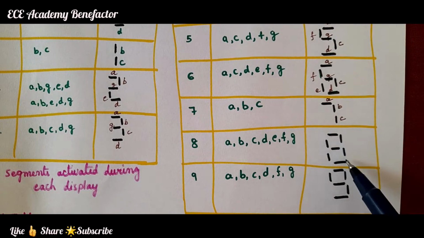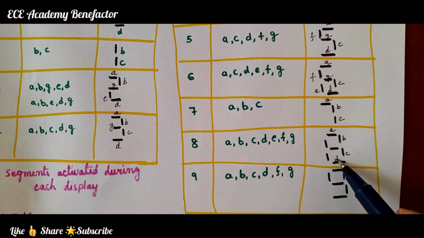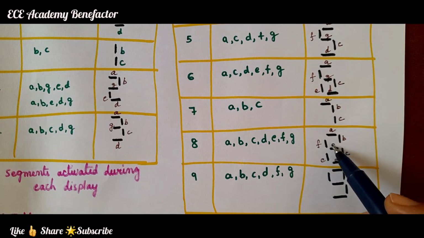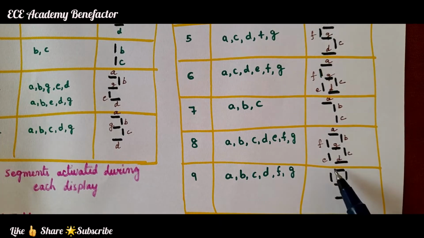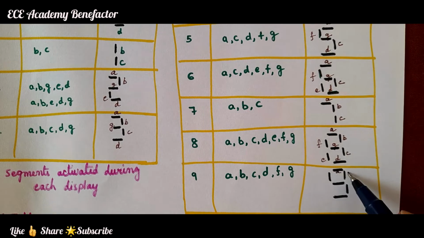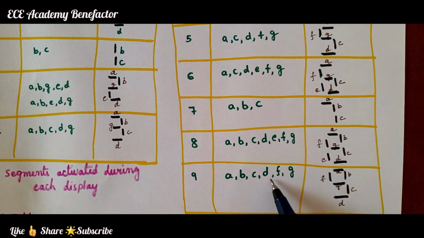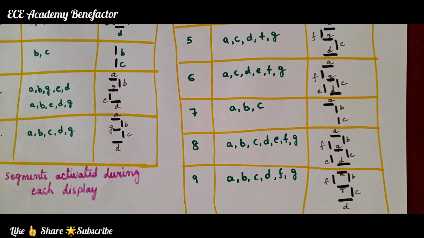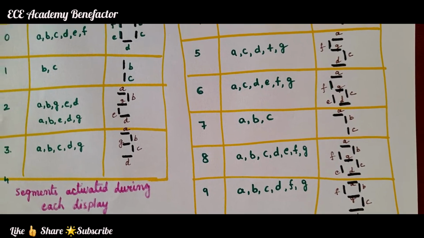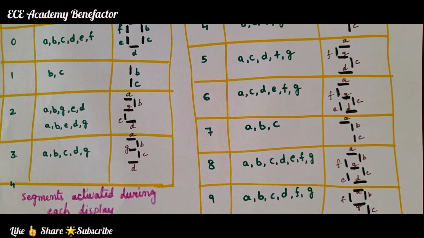For 8, all the segments will be activated: A, B, C, D, E, F and G. Coming to 9, it will appear like this. The segments activated are A, B, C, D, F and G. In this way we have seen how each digit appears in the 7 segment display and which segments are activated. Based on this, we need to write the truth table.